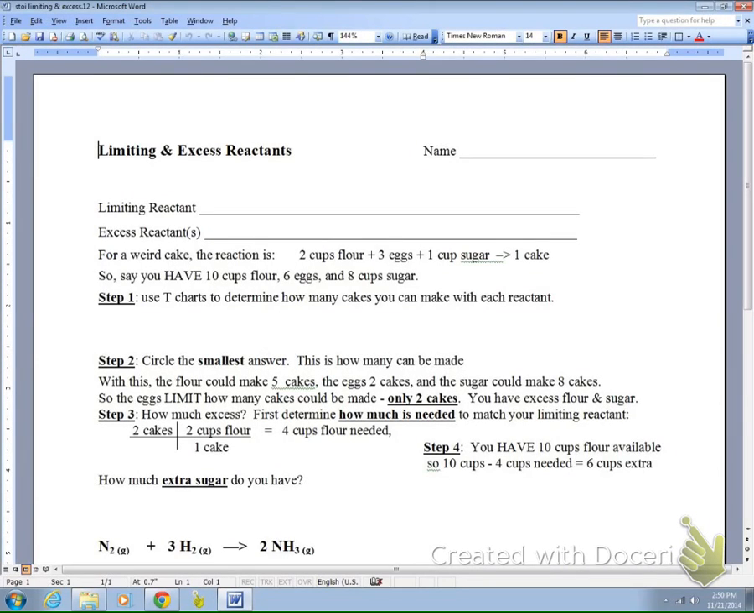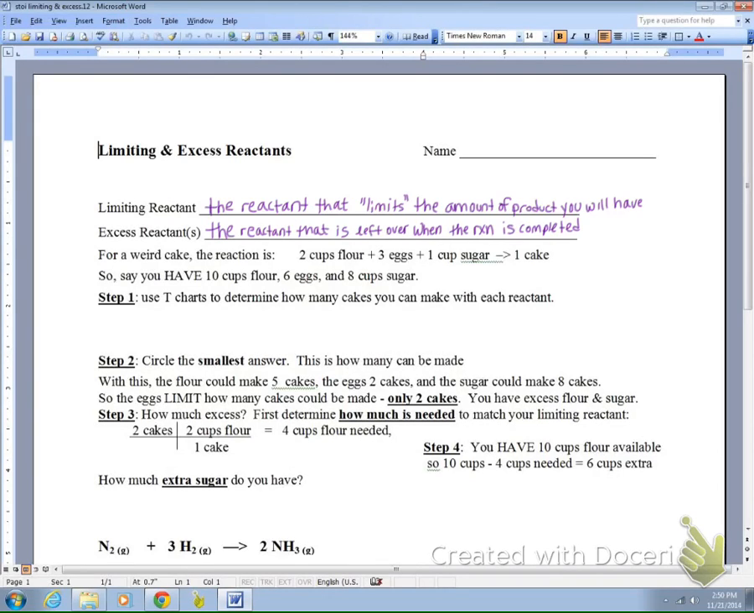Here are video notes on how to figure out limiting and excess reactants. A limiting reactant is the reactant that, quote, limits the amount of product that we will have. The excess reactant is the reactant that's left over when the reaction is completed.